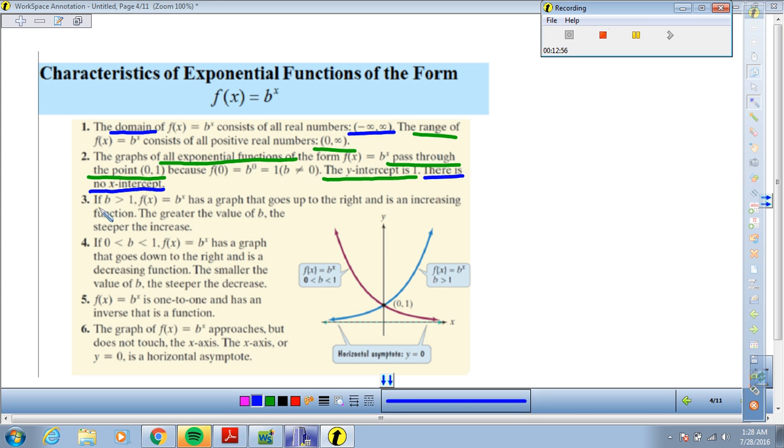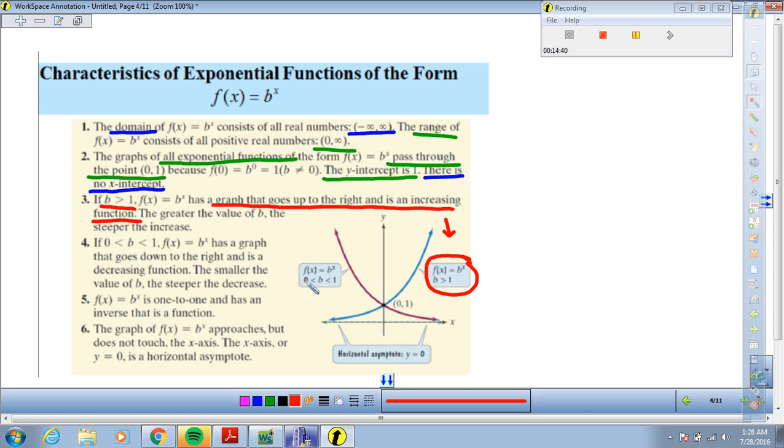Number 3 says, if b is a number greater than 1, then the function is going to look like a graph that goes up to the right and is an increasing function. We can see that here: if b is greater than 1, then it's going to look like the blue curve. In other words, from left to right, it's an increasing function. It goes up. The greater the value of b, the steeper the increase.